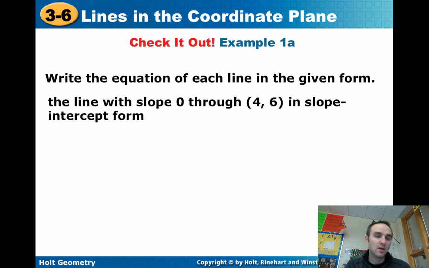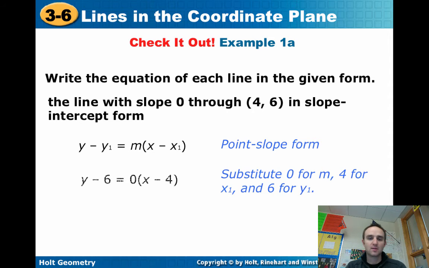Alright, so slope is 0 through 4, 6 in slope-intercept form. Well, we can take that and put it into point-slope form because they give us a point and a slope. So if they give us a point and a slope, put it in point-slope form, substitute in everything that you know. We know the slope is 0, we know the point is 4, 6. Well, that 0 times anything is 0. So that just cancels out the entire right side of our equation there. That whole right side is going to equal 0. We add the 6 over. Our equation is just y is equal to 6.